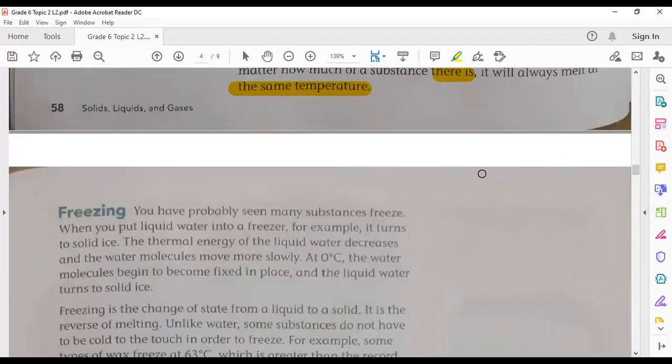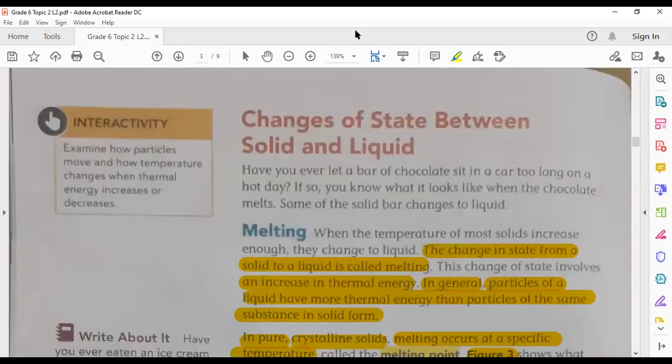Tomorrow, inshallah, we are going to talk about freezing. Okay? Freezing is the opposite of what? Of melting. Freezing is from a liquid to a solid. That's enough for today. I want to end the meeting.